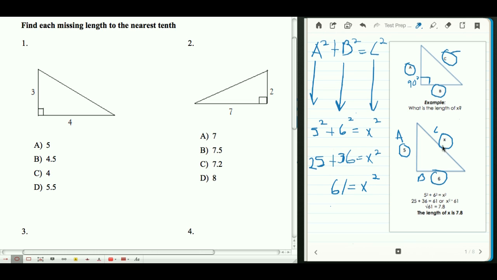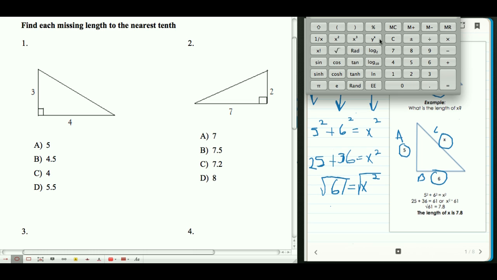Okay, but we want to figure out what x is, not x squared. So to get rid of that squared, we need to take the square root of not only the right side, but also the left side. Okay, so the calculator you'll see on the GED is going to be set up a little bit different than this one. However, the symbol is going to be the same. It's this kind of check mark looking thing here.